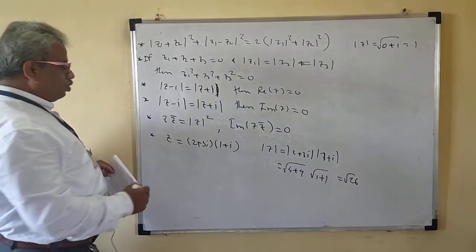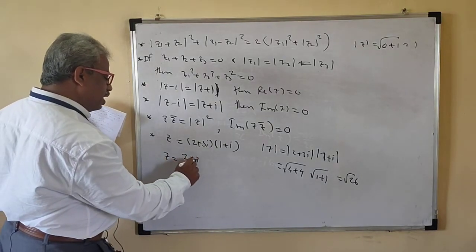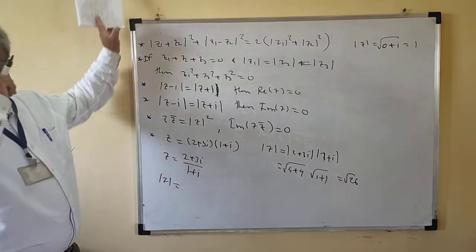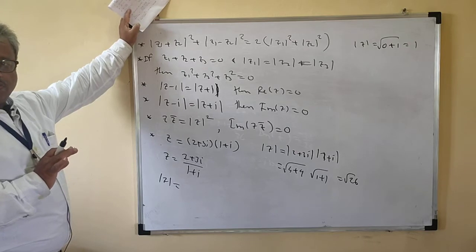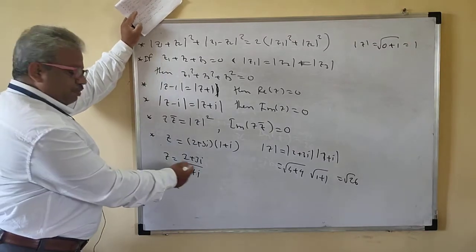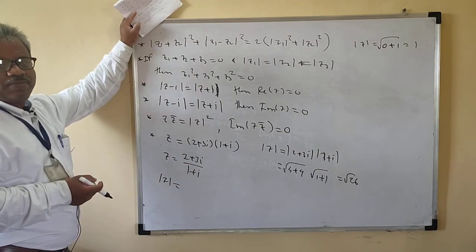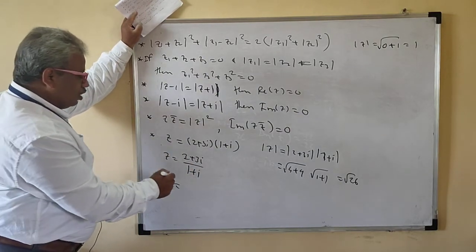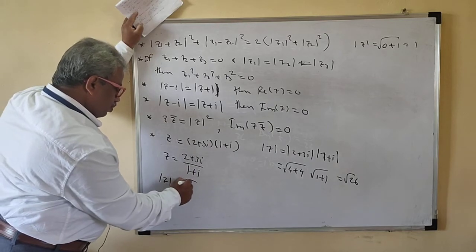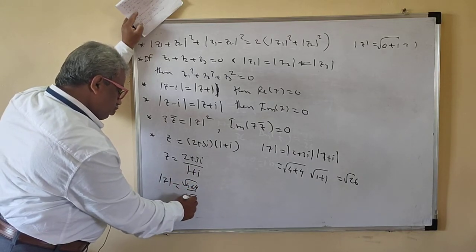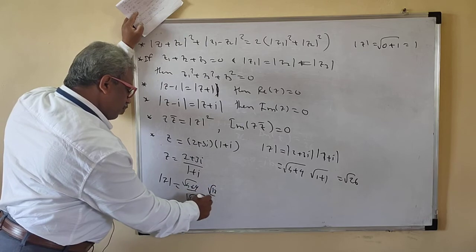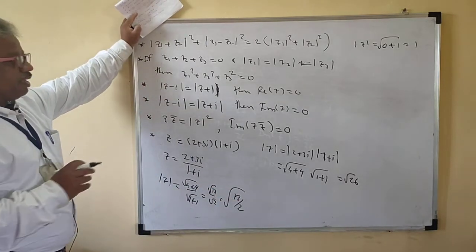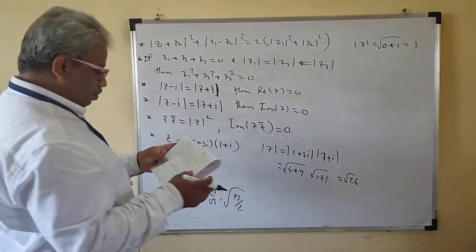Even if z is equal to (2 + 3i) upon (1 + i), and they want mod z, no need to simplify this, no need to convert it into the form a plus ib. Directly you can take the modulus of the numerator upon the modulus of the denominator. So this is root of 4 plus 9, this is root of 1 plus 1, this is root 13 upon root 2, so root of 13 by 2. In this way you can find a modulus of a complex number.